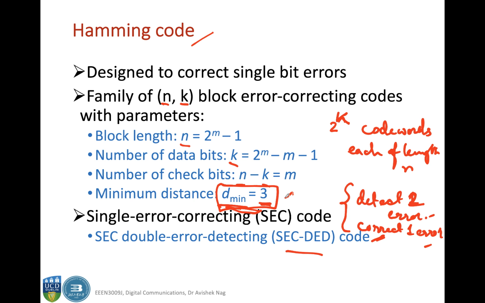So there is a relationship between these two. Now I want you to find out what the relationship is. After this lecture, go and check the book, and you can also look up on the internet, and find out what is the relation between d min and the error detecting and error correcting capability of the code. And then we will discuss this later in a discussion session.